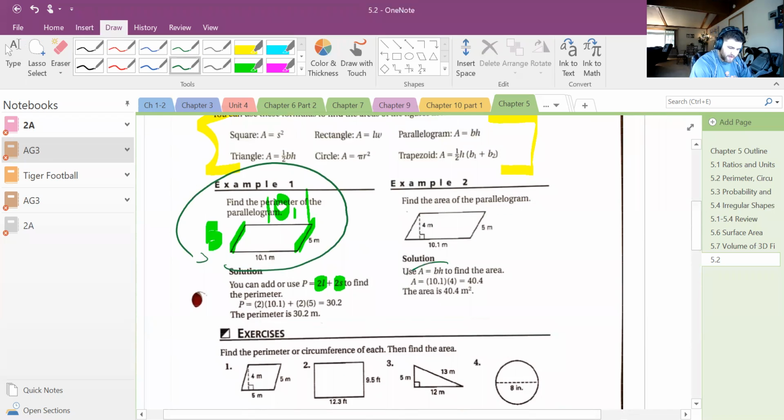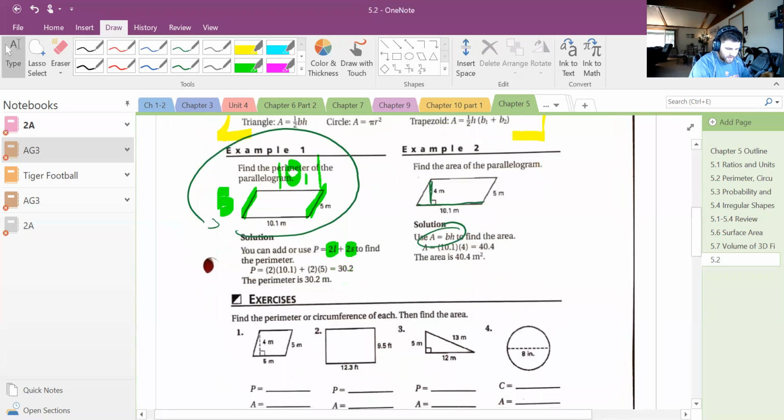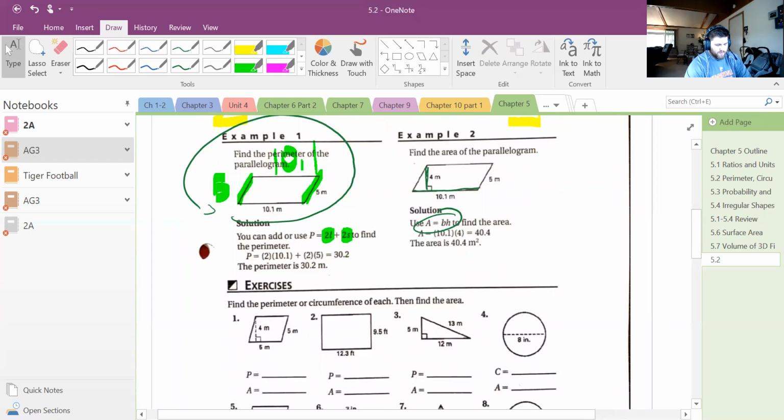Okay, find the area. Area is base times height. Remember, in a parallelogram, your height is going to be this dotted line. It's not going to be the 5. That's not a true representation of height. Okay, and your base is just going to be your 10.1. So here's your base, and here's your height on a parallelogram. Okay, multiply those together, that gives you your area, 40.4 meters squared. Remember, meters squared because we're multiplying 2 units together.